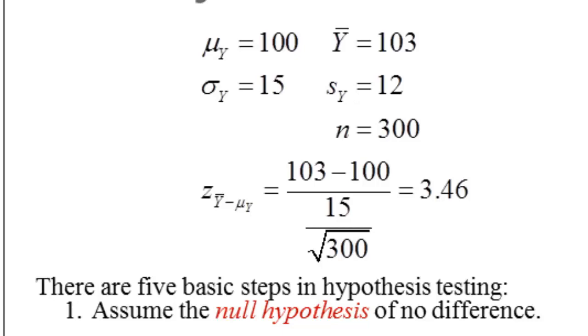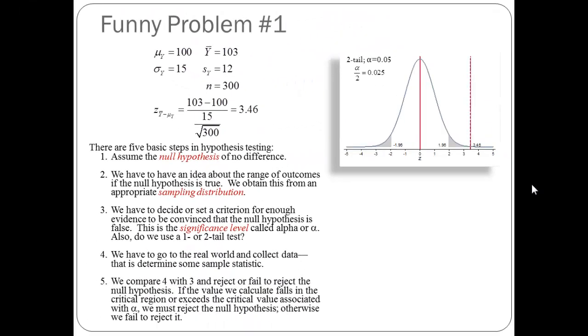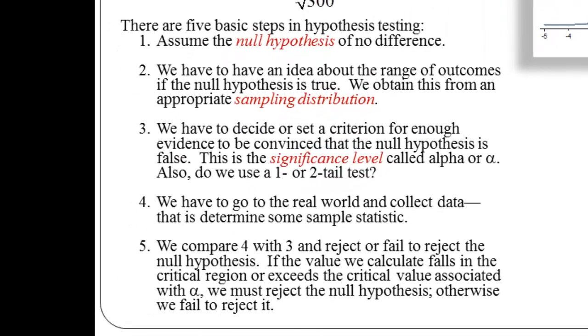So let's talk about what would be typical or atypical. Is a score of 103, a mean of 103, statistically significantly different than the population mean of 100? Step number 1, assume the null hypothesis is true. That is, we'll assume that 103 and 100 are close enough to each other that any difference we observe is due to sampling error and not to an actual difference.